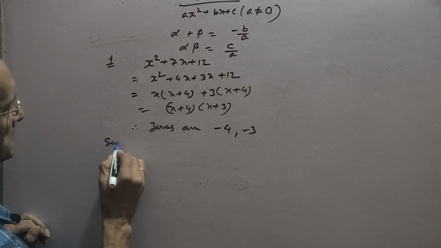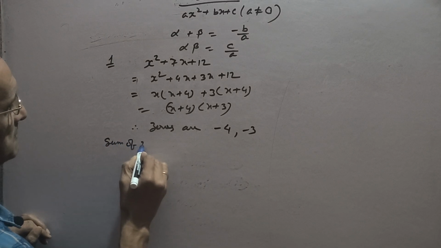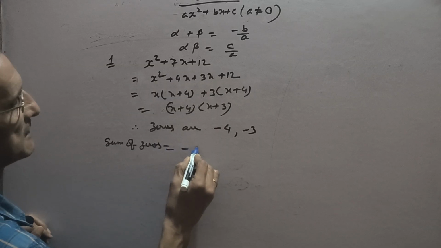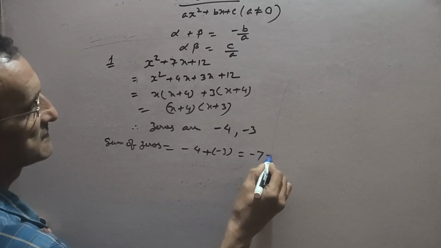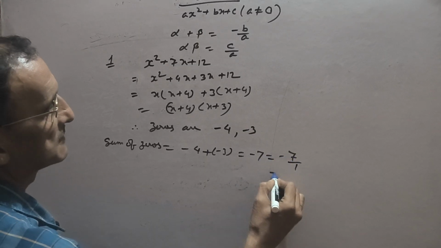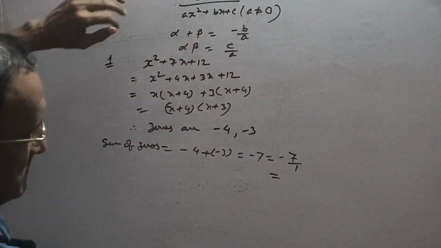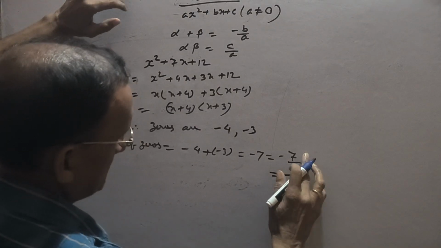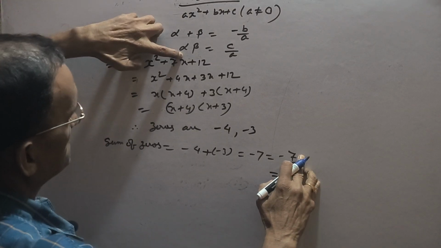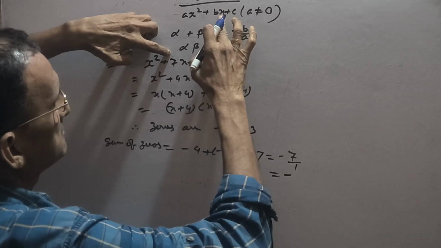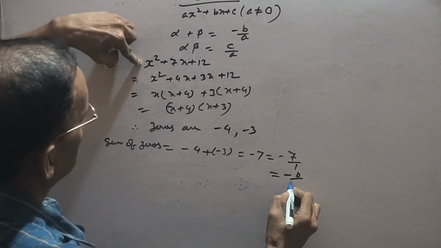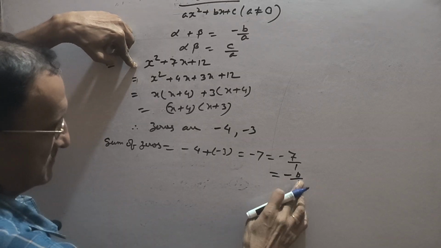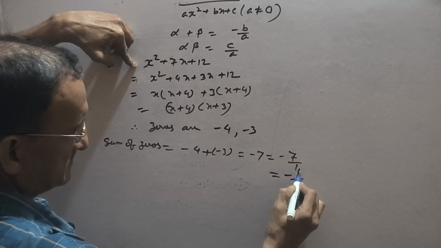Now verification: find out the sum of zeros. Minus 4 plus minus 3, how much will we get? Minus 7, which can be written as minus 7 by 1. And what is this 7? The coefficient of x, which is called b. And what is 1? The coefficient of x square, nothing means 1 here. So this is a.